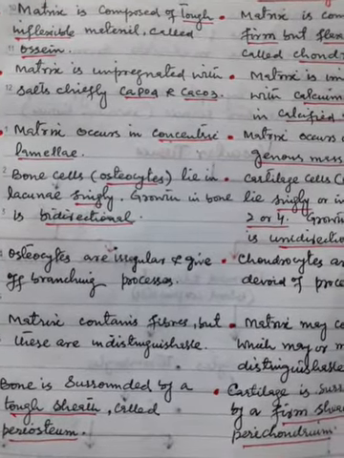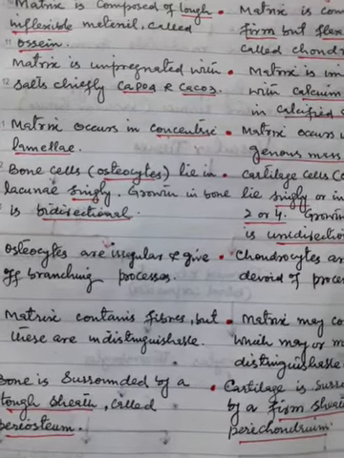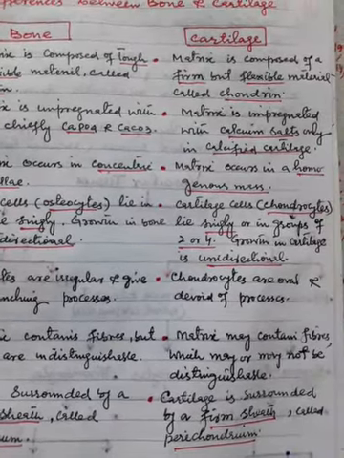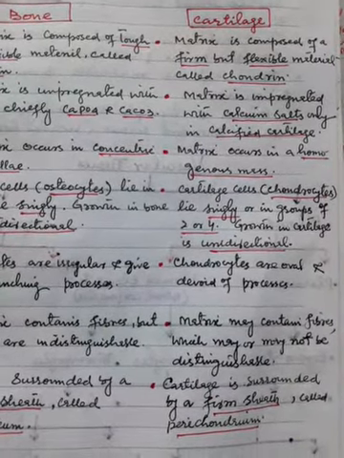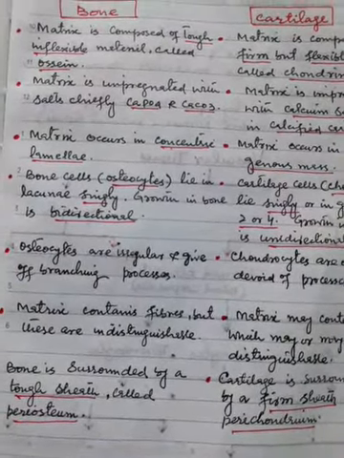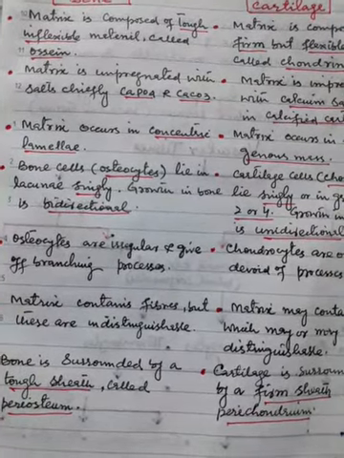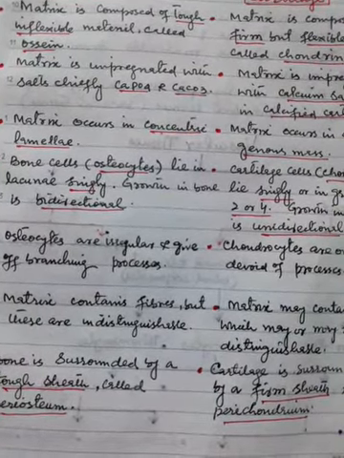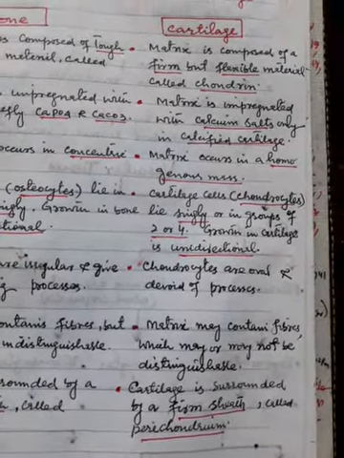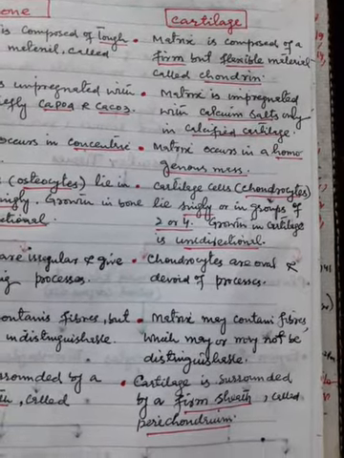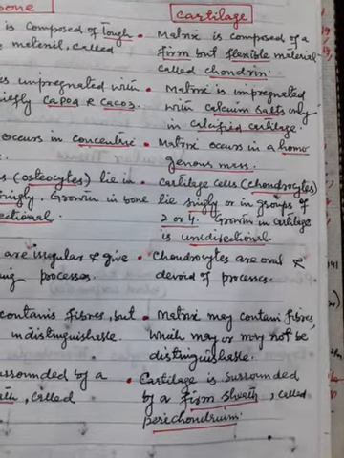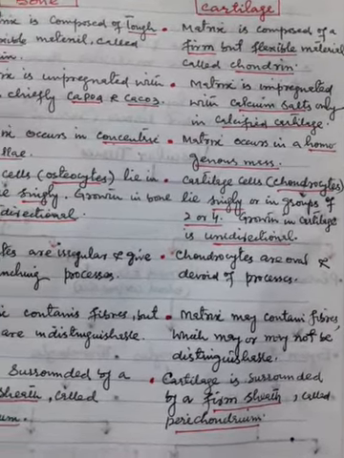In the bone, osteocytes are irregular and give off branching processes, while in the cartilage, chondrocytes are oval and devoid of processes. In the bone, the matrix contains fibers, but these are indistinguishable. In the cartilage, the matrix may contain fibers which may or may not be distinguishable.